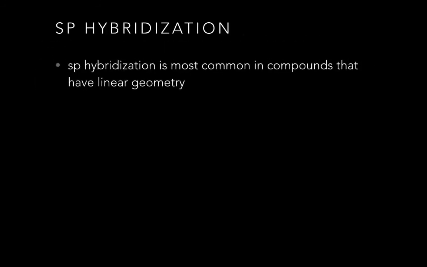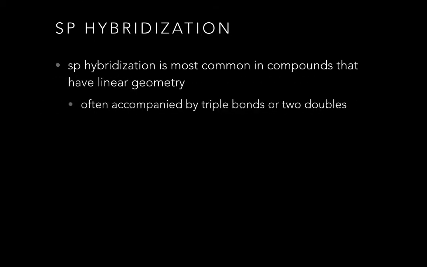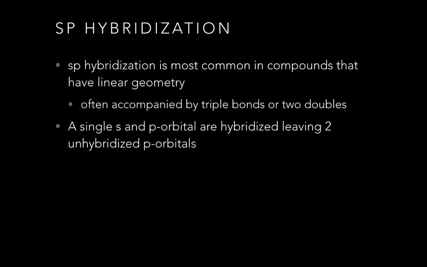Let's take a look at our last main hybridization here, and this is sp hybridization. This is most common in compounds that have a linear type geometry. Generally, we see that in molecules that have triple bonds, or if they have two double bonds connected to them. And when we have sp hybridization, we have a single s orbital and a single p orbital being hybridized, leaving two unhybridized p orbitals behind.